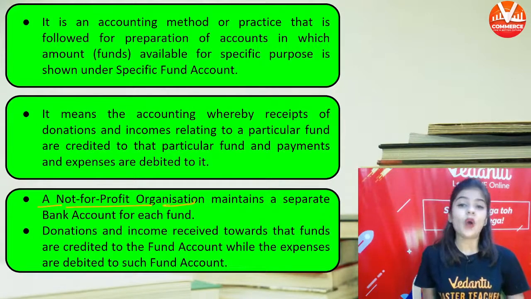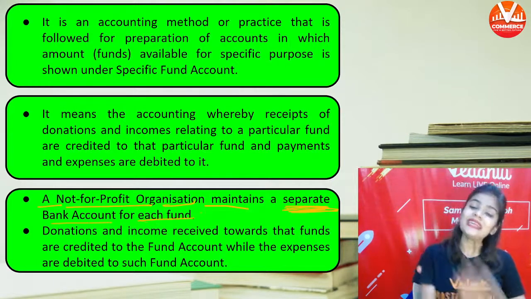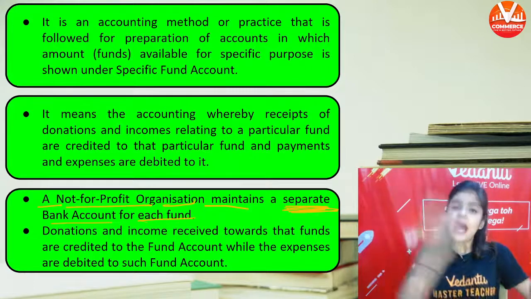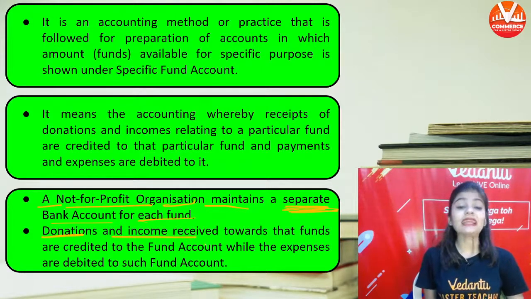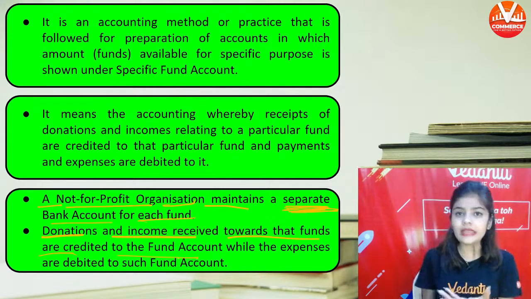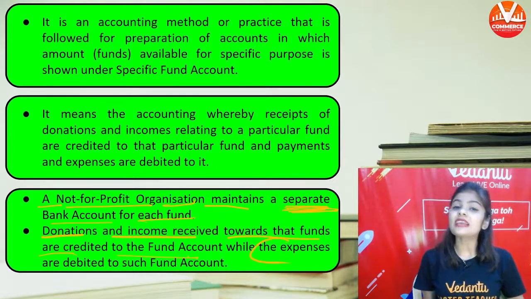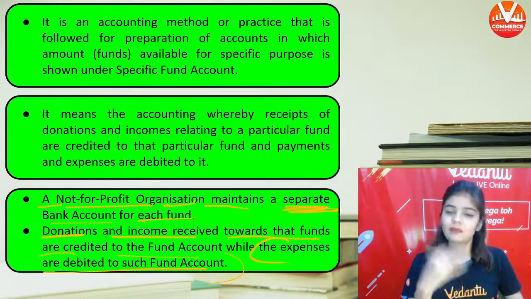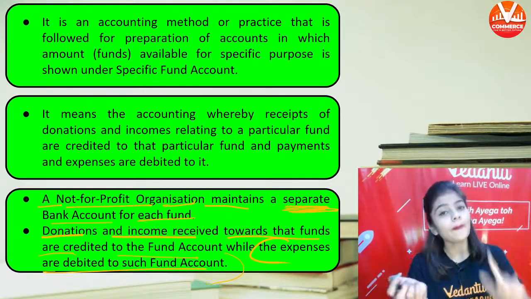A NPO, a not-for-profit organization, maintains a separate bank account for each fund. For each fund, NPO will have a separate bank account. हर फंड के लिए आपने एक अलग से बैंक अकाउंट बनाया होगा. And donation and income received towards that fund are credited to the fund account. ये तो मैंने आपको बता ही दिया that income and donation are credited, are added to the fund, while the expenses are debited to the fund, are subtracted from the fund. So this is repeated. हमने सेकंड पॉइंट में ये कवर किया कि इनकम और डोनेशन को ऐड कर देंगे और खर्चे और पेमेंट को माइनस कर देंगे.